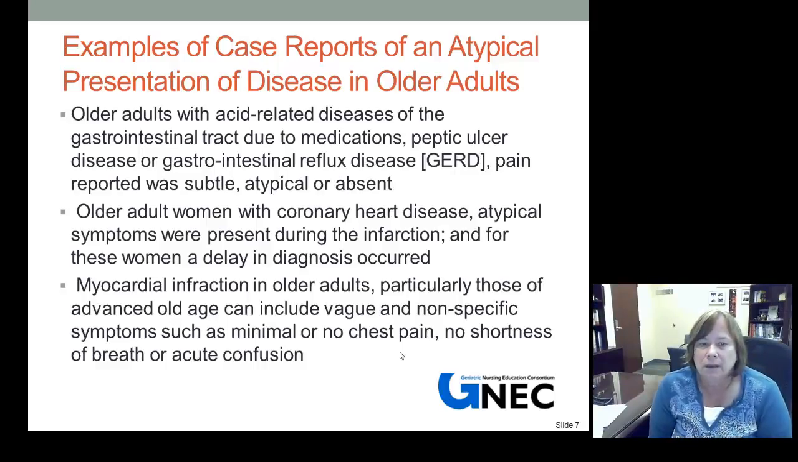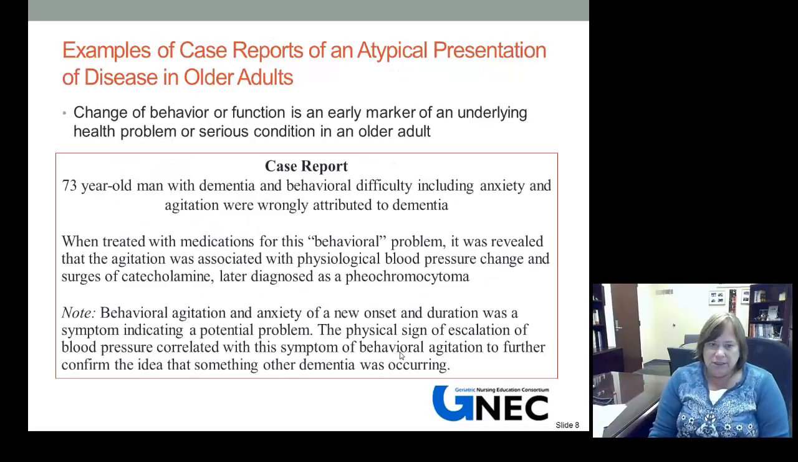Again, with cognitive limitations, a patient may not be able to express what he's actually feeling even at the time of disease. This is just an example of a case report of a 73-year-old man who had dementia, and he was having behavioral difficulties. The behavioral difficulties were anxiety and agitation, but they were wrongly diagnosed as dementia. But as you read through the slide, it turns out that his behavioral problem was truly because of a pheochromocytoma, which is a tumor of the adrenal gland that secretes high levels of catecholamine, which would raise his blood pressure. They thought his blood pressure was caused by the agitation and anxiety. But when they investigated further, they found that it was not dementia, it was pheochromocytoma.